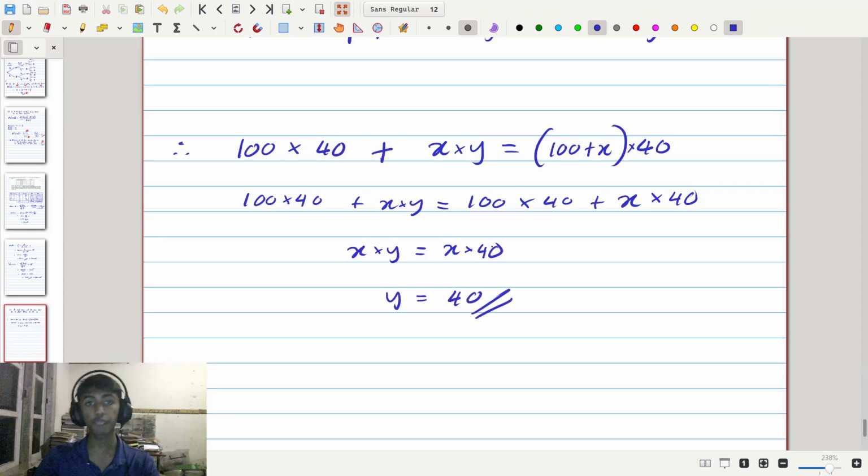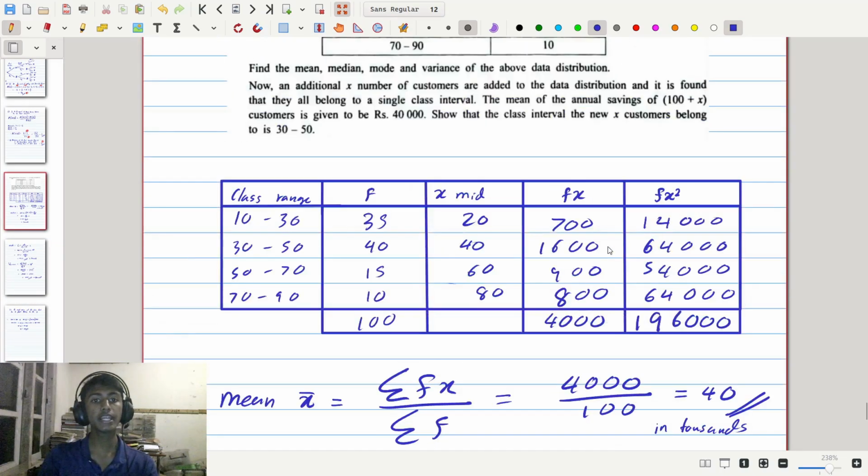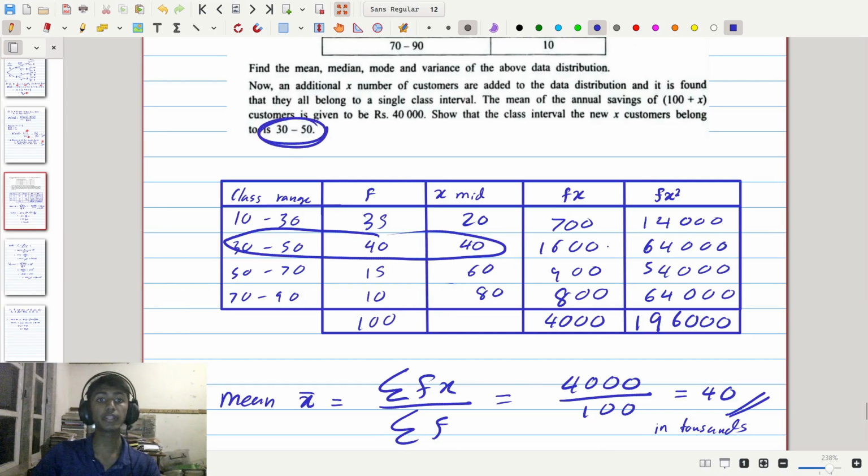And therefore, if y is equal to 40, then the mid value of the class interval that all x individuals came into must be equal to y, which is 40. Now going up, we can see in each of these class intervals, the interval that has a mid value of 40 is the interval from 30 to 50, which is exactly what they wanted us to find.